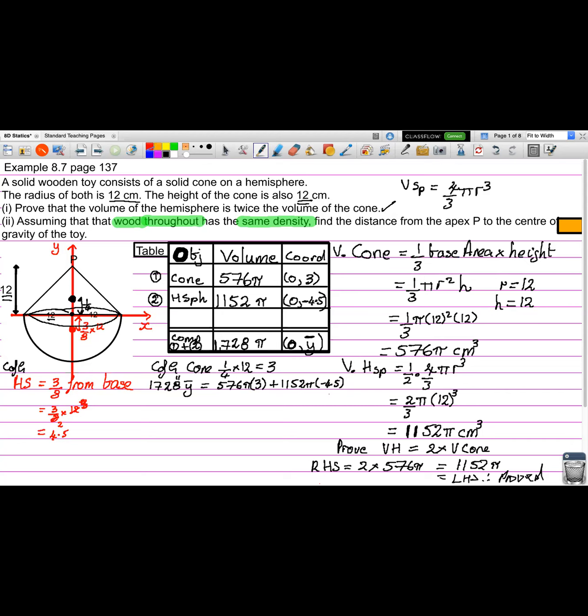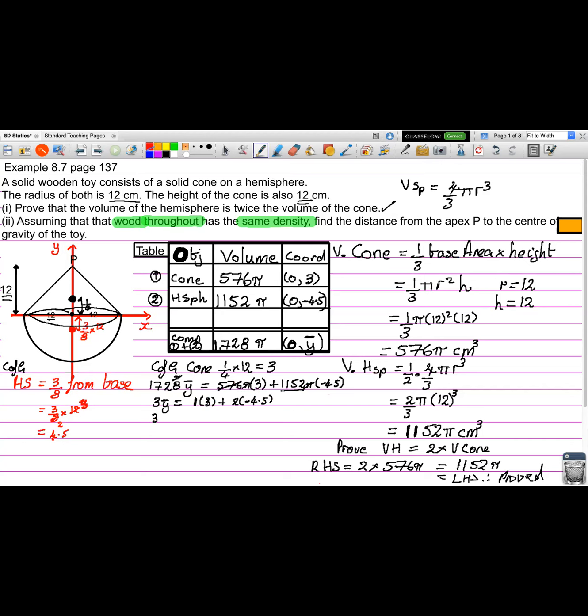I missed off the pi here at the front, my apologies. The pi's cancel, and 576 goes into all of them. 576 goes into 1728 3 times, so we've got 3 y bar. If you spot that, it just makes the mathematics easier. 576 goes into itself just the once, so it's going to be 1 on 3, plus 576 goes into this twice, so it's going to be 2 on minus 4.5.